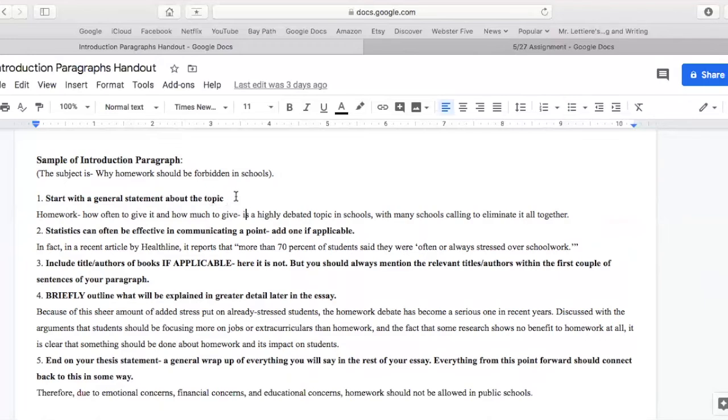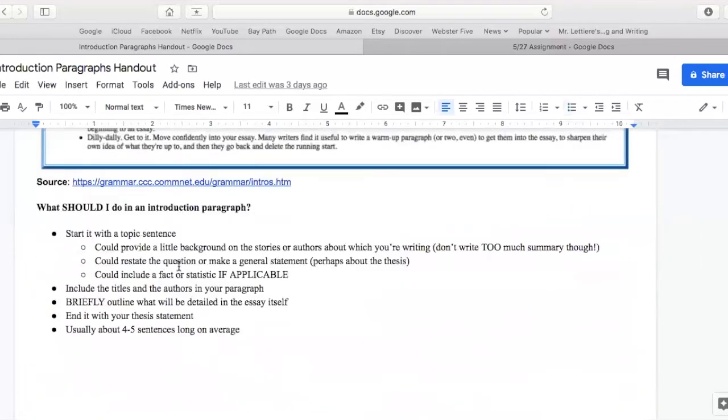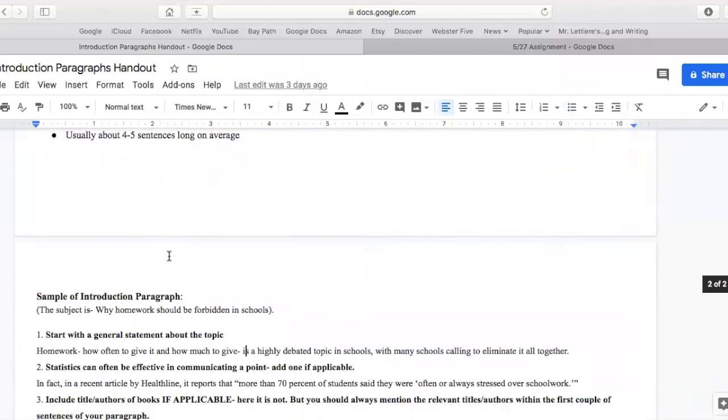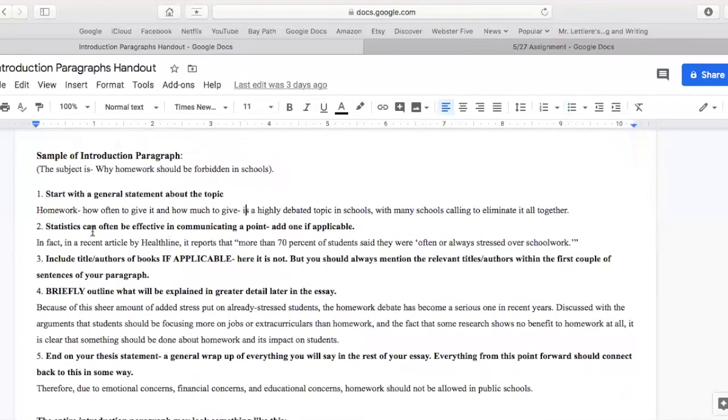So start with a general statement. Like I said, you can start with one about Shakespeare. Start with a general statement about Romeo and Juliet, the play. You can start with a general statement about the theme. You can start with a general statement about the character that you're going to choose. And then statistics can often be effective in communicating a point. Add one if applicable. It's not here.